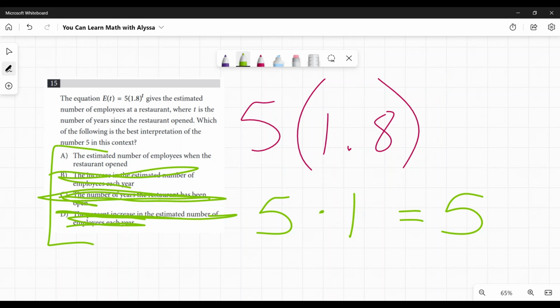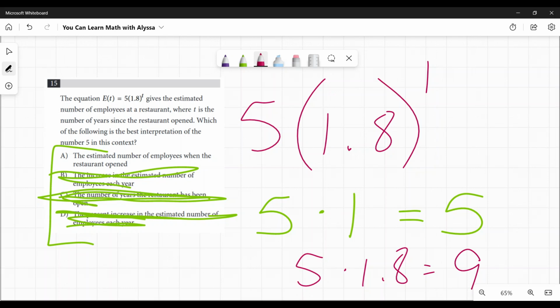You can see that if you replace this with 1 year, it would be 5 times 1.8. So then at the end of year 2, they would have 5 times 1.8 or 9 employees. So they started with 5 and they're getting 80% more employees every year because this is apparently an infinite restaurant.